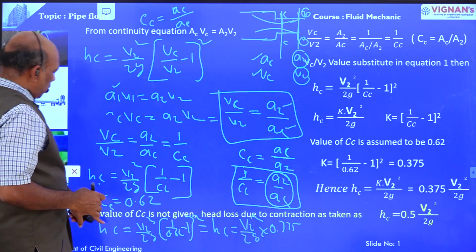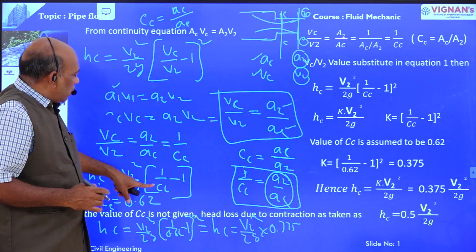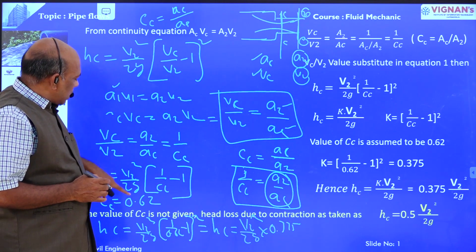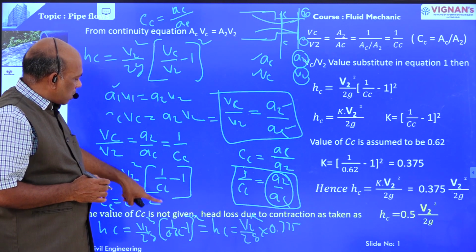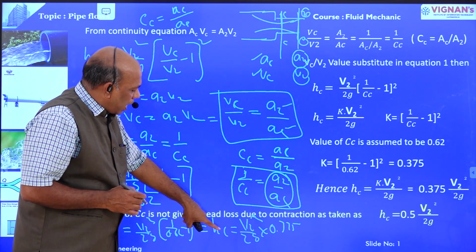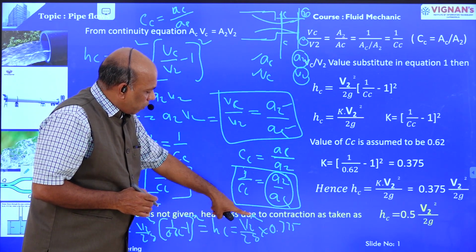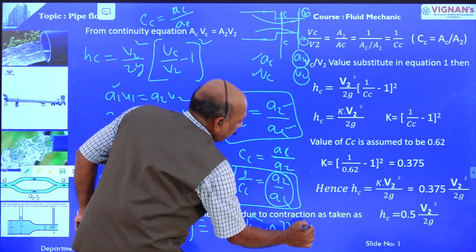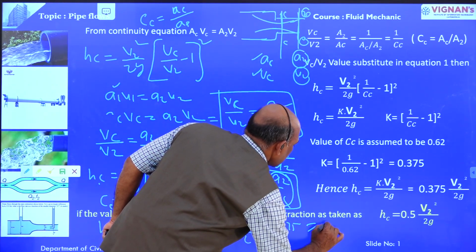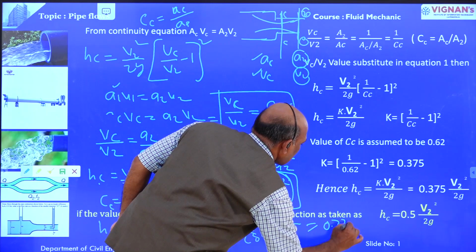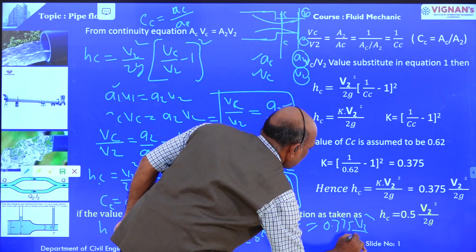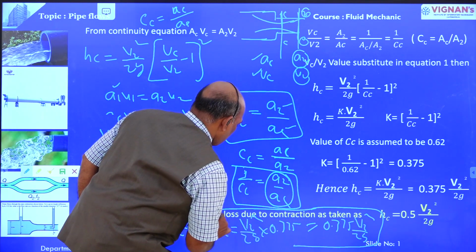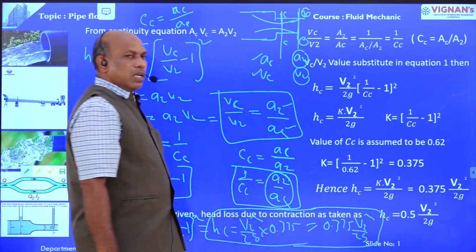Therefore, if they have given the coefficient of contraction value Cc equal to 0.62, substitute this value here. Finally, the head loss due to contraction is equal to V2 square by 2g into 0.375. Therefore, finally, hc is equal to 0.375 V2 square by 2g. This is the formula for the determination of head loss due to contraction.